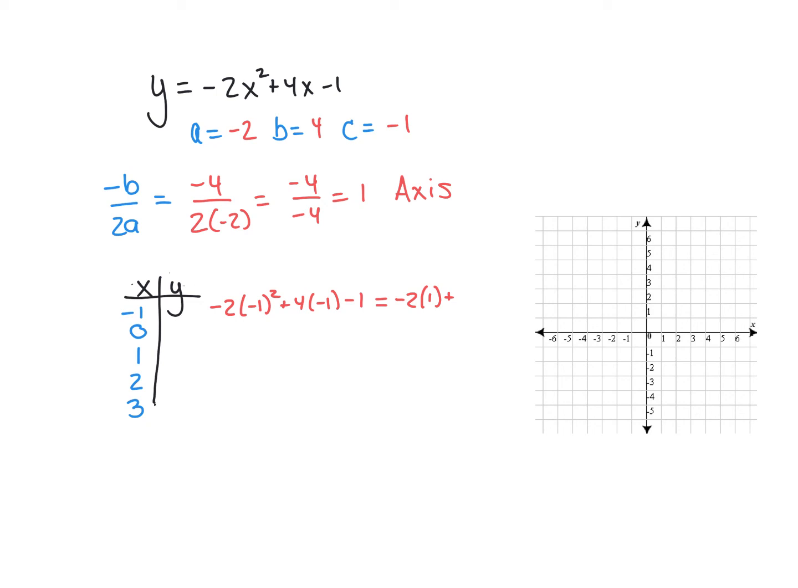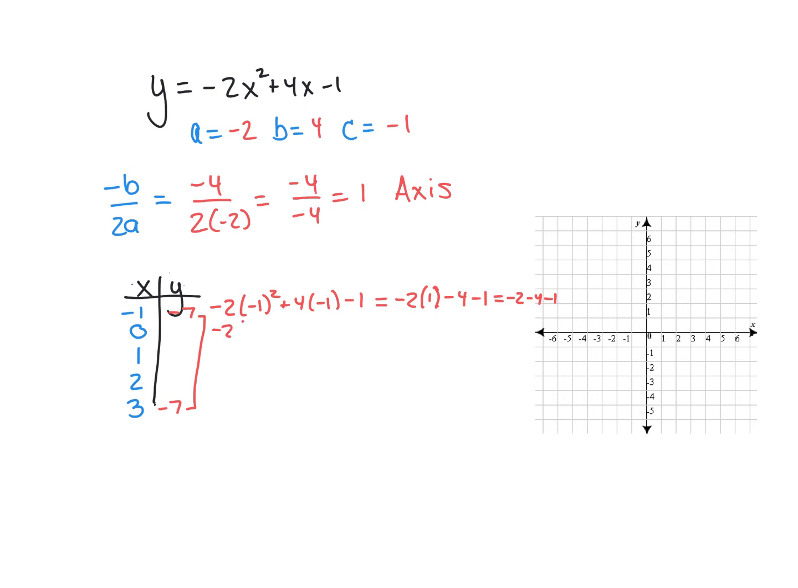And then 4 times -1 is -4, minus 1. And so -2 times -1 is -2, minus 4, minus 1. So we get -7. So if that one's -7, then this one is also -7. The biggest mistake I'll see people make on these is that they want to multiply before they square.